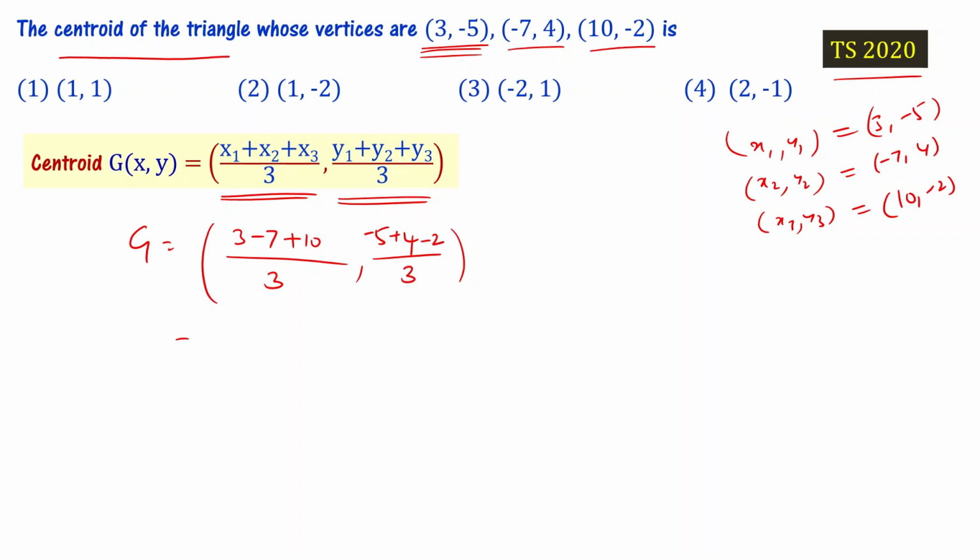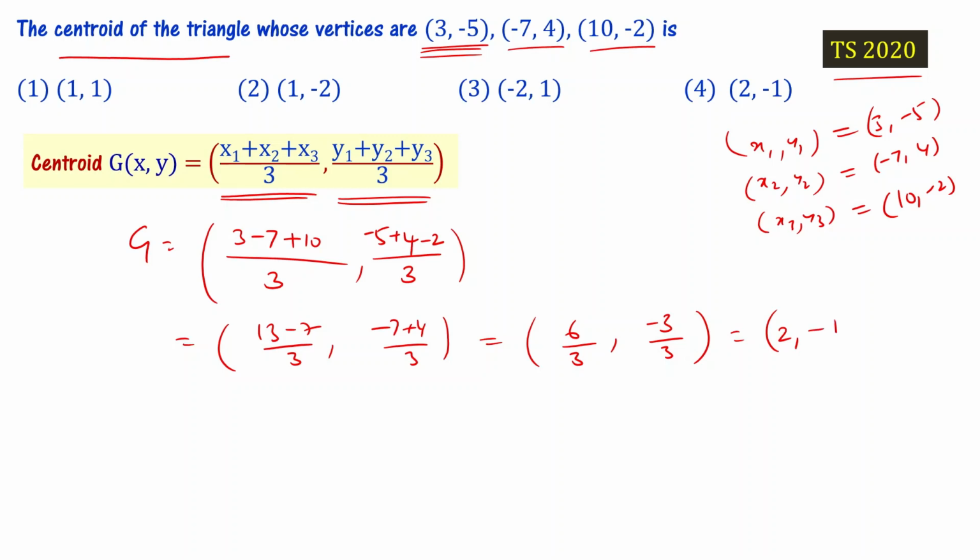This can be now written as 13 minus 7 by 3, minus 7 plus 4 by 3, right? This can be now written as 6 by 3, minus 3 by 3. This is 2, minus 1, right? 2, minus 1 is the answer. It means choice 4 is the right answer. Got it?